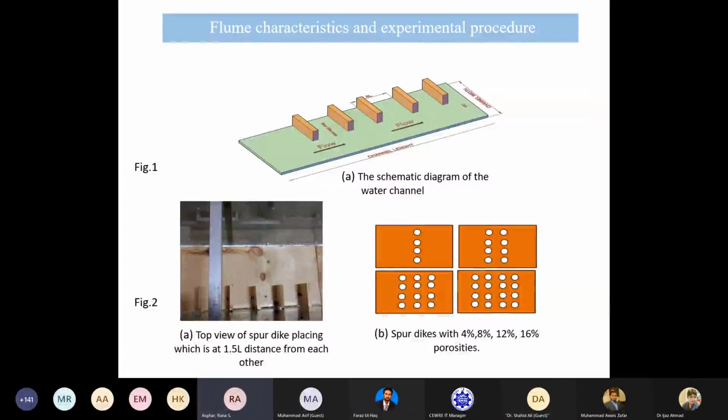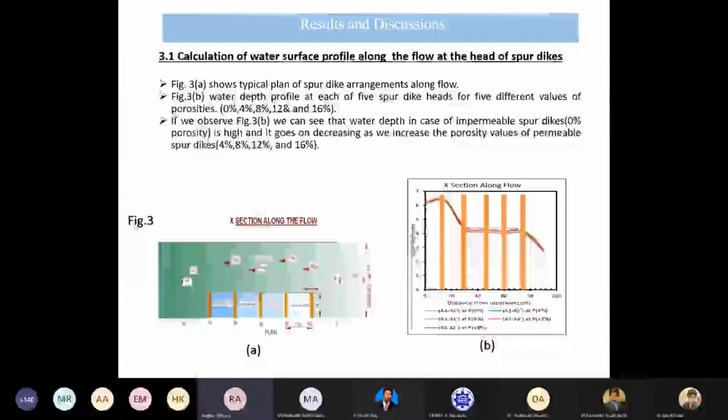These are the diagrams. First one is figure 1A, which shows the schematic diagram of the water channel. This figure basically shows how the spur dikes were placed in the lab channel, and figure 2A basically shows the top view of the spur dikes placing, which is at 1.5 L distance from each other. And figure 2B basically shows the porosities of the spur dikes. First one is 4%, second one is 8%, third one is 12%, and fourth one is 16%.